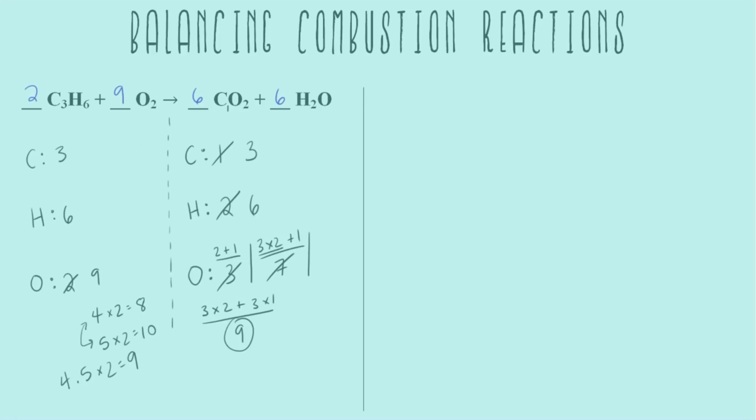let's go through and prove that this is completely balanced. Now on the left-hand side, I would have 2 times 3, 6 carbons, 2 times 6, 12 hydrogens, and 9 times 2, 18 oxygens. Now on the right hand side, I'd have 6 times 1, 6 carbons, and 6 times 2, 12 hydrogens, and for oxygens I would have 6 times 2 here, plus 6 times 1 here, which leads me to 18. So now I can see I am completely balanced. I have the same number of each element on both sides.